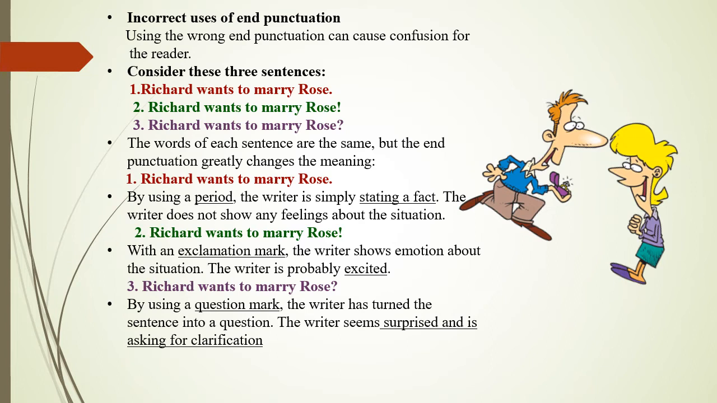Richard wants to marry Rose! With an exclamation mark, the writer shows emotions about the situation. The writer is probably excited, the way I am excited while reading it. Richard wants to marry Rose? By using a question mark, the writer has turned the sentence into a question. The writer seems surprised and is asking for clarification. So, with the help of these punctuations, we are able to convey our message correctly.